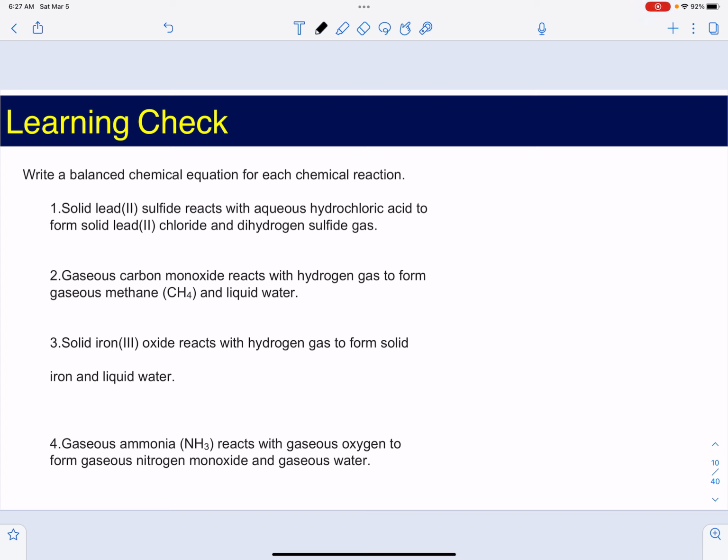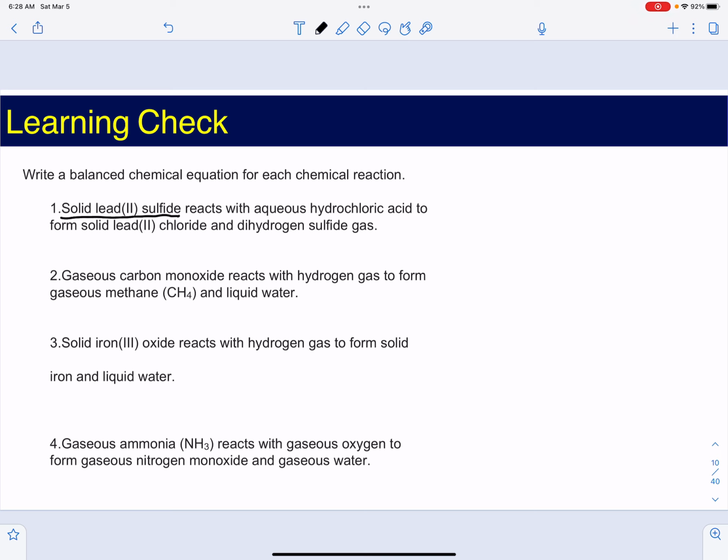So, now that you know about balancing equations, and obviously this requires a lot of practice, let's write equations from a verbal problem. You know how to do formulas now, so let's see the first one. Solid lead(II) sulfide.